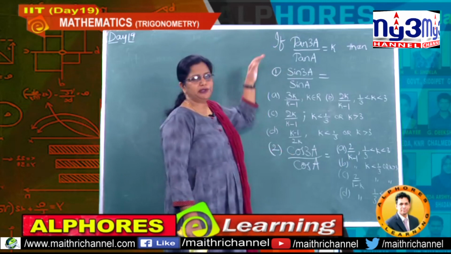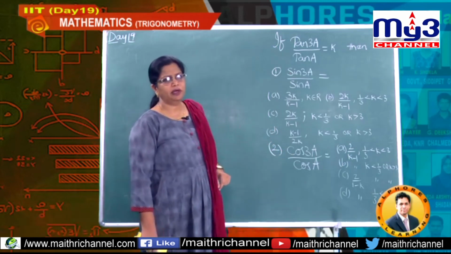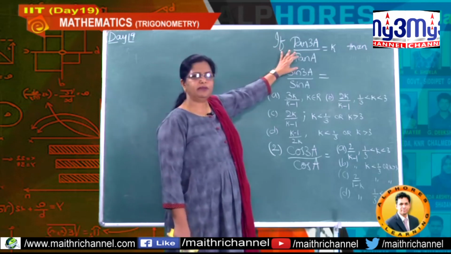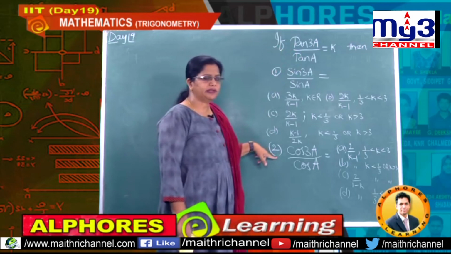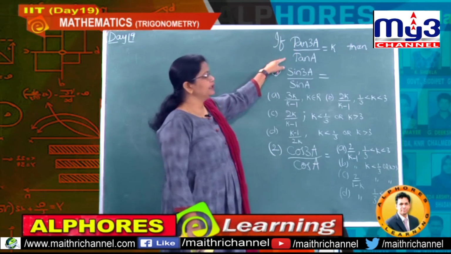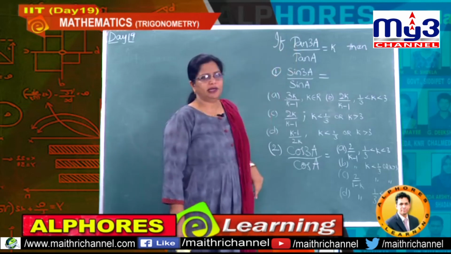So comprehensive passage type questions will be given in our advanced level exam, and they will give some data. Based on that data, they will give two questions, understand. And now this is the data given in the problem: tan 3a divided by tan a equals k.